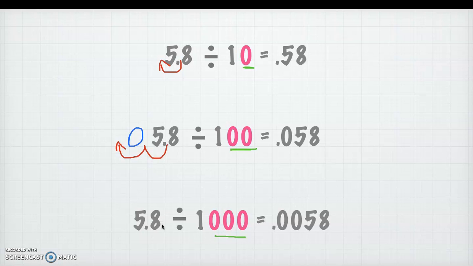Moving on to a last one, 5.8 divided by 1000. 1000 has 3 zeros, so I am going to move my decimal point 3 times to the left. So I'm going to start with my decimal point, 1, 2, 3, and I'm going to add my decimal point right there. What do I do with the empty spaces? Very good, you annex zeros. So 1, 0 and 2 zeros, and my final answer is going to be 0.0058. So all you have to do is move the decimal point to the left, depending on how many zeros you have in the power of 10.